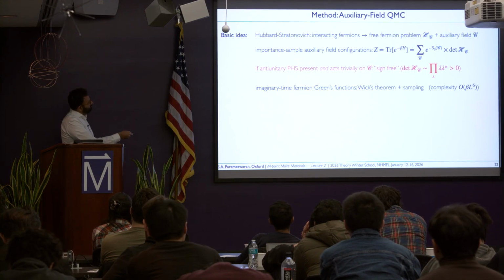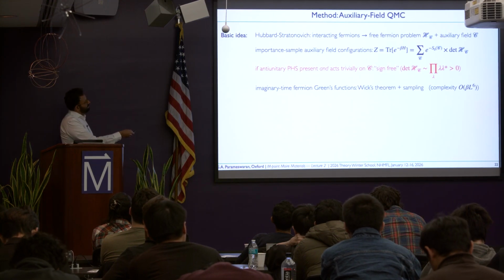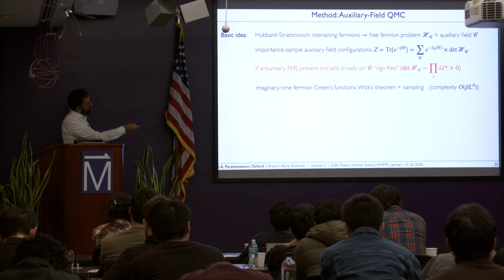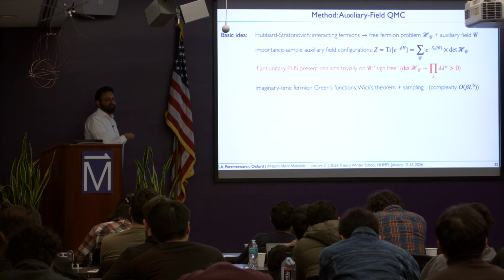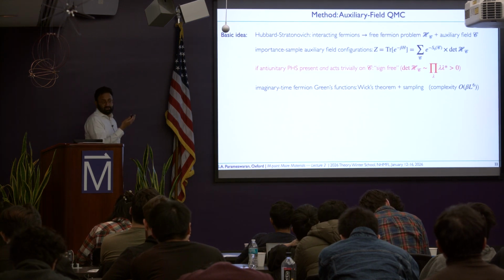Now, given this, I want to calculate e to the minus beta H for this problem, which means I could be able to do that because I know how to solve any free fermion problem, because for a free fermion problem, to calculate its partition function is just a determinant, so I can just do that.